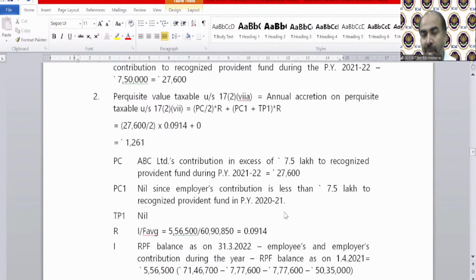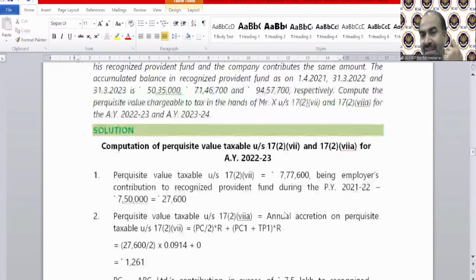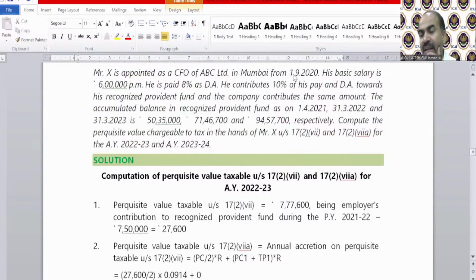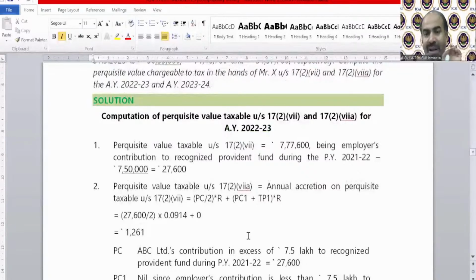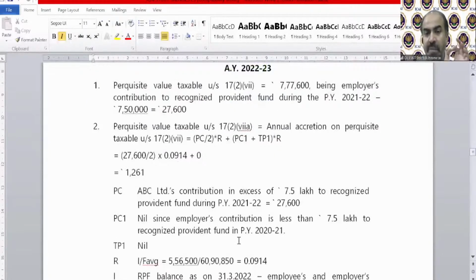Now PC1 is nil because the last year's contribution, if you find it out, is less than 7.5 lakh. Why is it less than 7.5 lakh? Because he was appointed on 1st September 2020. If you find his contribution for September, October, November, December, January, February, March, the 7-month contribution will not exceed 7,50,000. So technically PC1 is nil. And because PC1 is nil, PP1 is also nil, because the taxable value is less than 7,50,000. So we need not calculate that perquisite value.